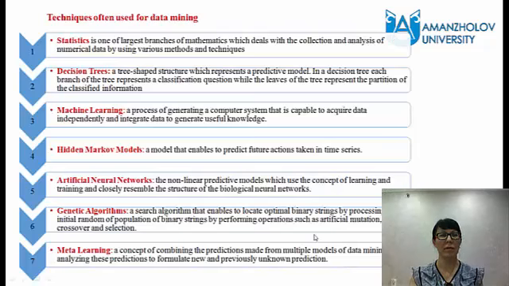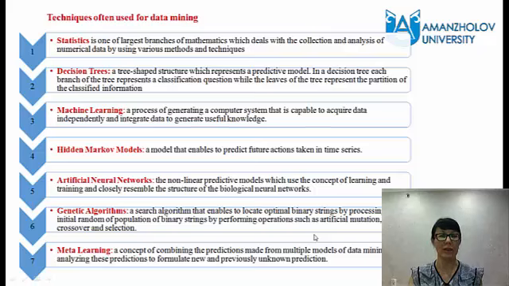This slide demonstrates techniques often used for data mining. These techniques are the following: statistics, decision trees, machine learning, hidden Markov models, artificial neural networks, genetic algorithms, and meta-learning.